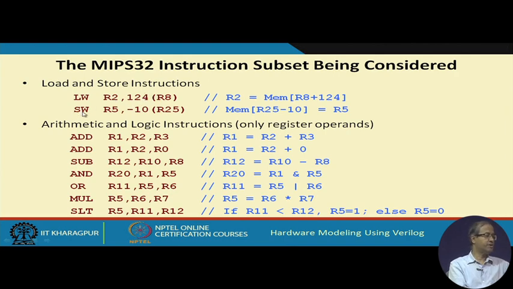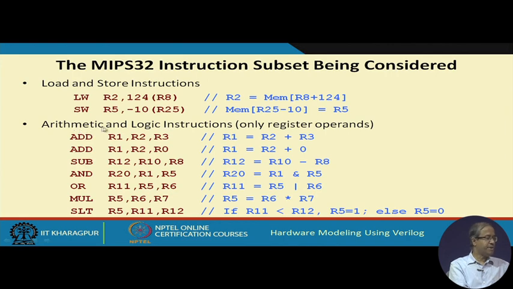Similarly, store word. Store word is the reverse. So, the value of a register R5 will be stored in a memory location, where in the same way the content of the register R25, you add -10 to it, that means -10. These numbers will be represented in 2's complement signed form. This we will see later.